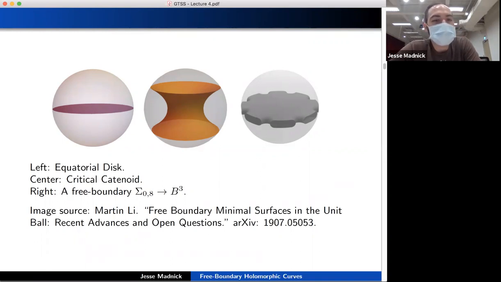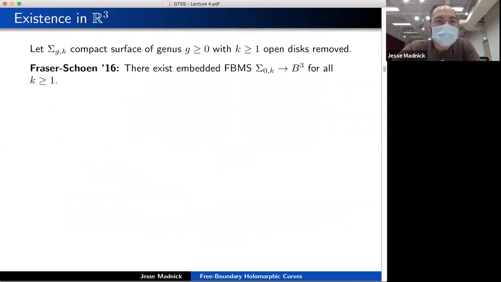In the middle, you have the critical catenoid. And on the right, that's an example of a free boundary minimal surface with genus 0 and 8 boundary components. So that's Sigma_{0,8} you're seeing over there. So there are, in fact, examples of free boundary minimal surfaces Sigma_{0,8}. This is a theorem of Fraser and Schoen, that there exist embedded free boundary minimal surfaces of topology Sigma_{0,k}, so genus 0 and any number of boundary components.